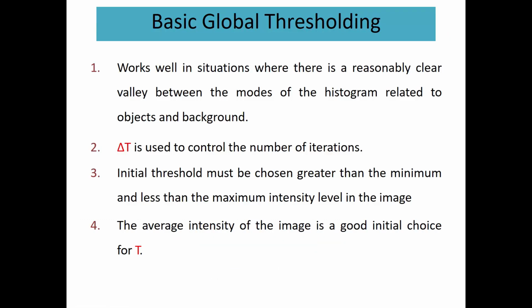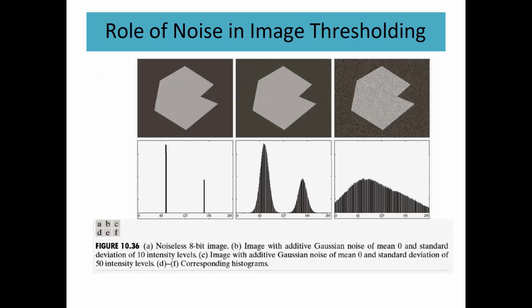So it works well in a situation where there is a reasonably clear valley between the modes of the histogram related to objects and background. Delta T is used to control the number of iterations. The initial threshold must be chosen greater than the minimum and less than the maximum intensity level in the image. The average intensity of the image is a good initial choice for capital T.